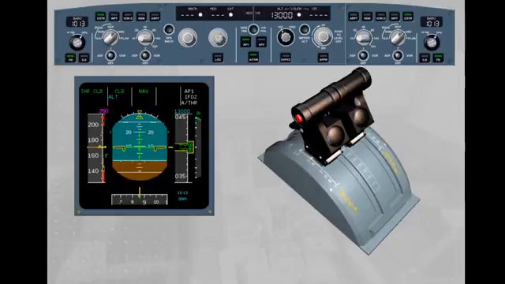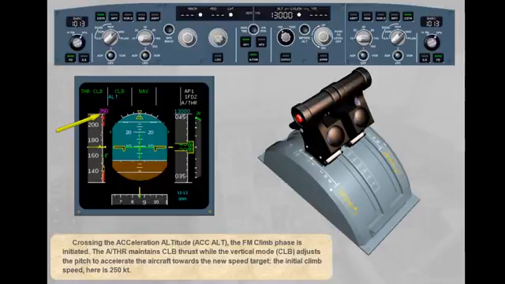Crossing the acceleration altitude, AC-alt, the FM climb phase is initiated. The autothrust maintains climb thrust, while the vertical mode, climb, adjusts the pitch to accelerate the aircraft towards the new speed target. The initial climb speed here is 250 knots.